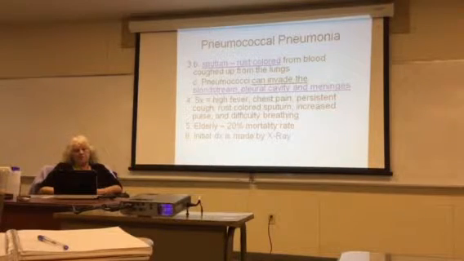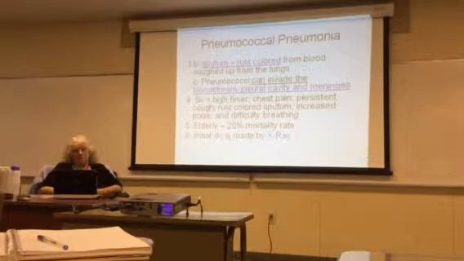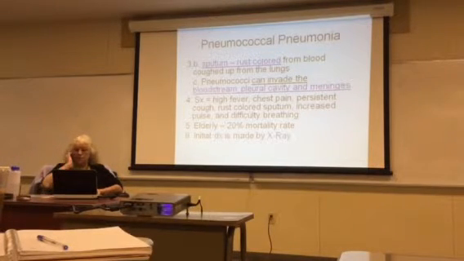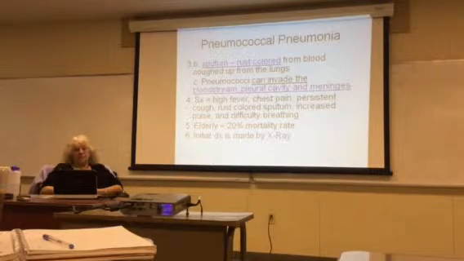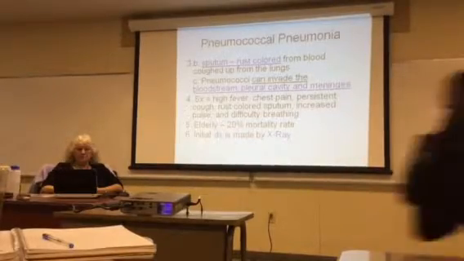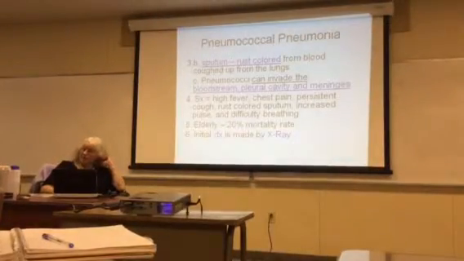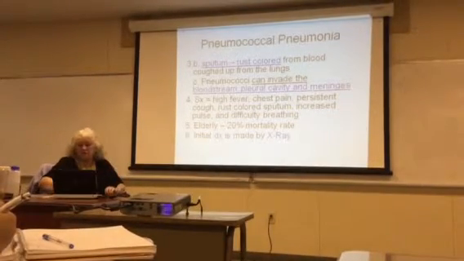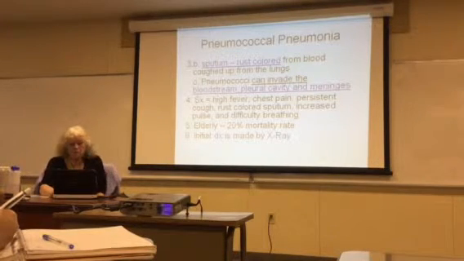The pneumococci can invade the bloodstream, the pleural cavity, and the meninges. Symptoms are a high fever, chest pain, a persistent cough, that rust-colored sputum, increased pulse, and difficulty breathing. In the elderly, there's a 20% mortality rate. The initial diagnosis is made by that x-ray looking for that fluid line. I think this is the one that they have a vaccine for that they're trying to get all the older people to take.